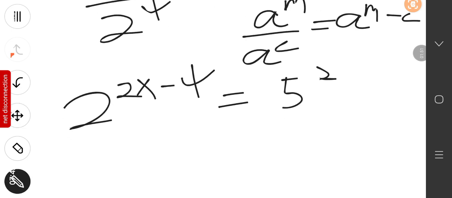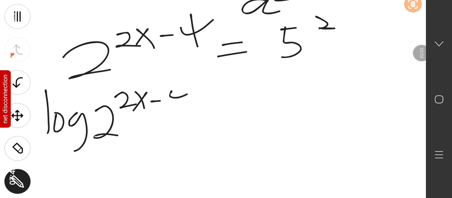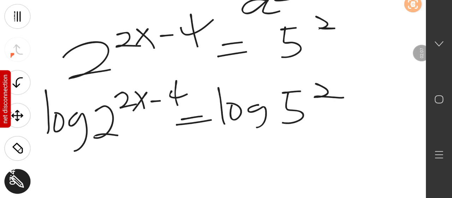Now, this base is not equal to this base, okay? So in order to proceed, we will introduce logarithm. So we say log 2 exponent 2x minus 4 equals log 5 squared.